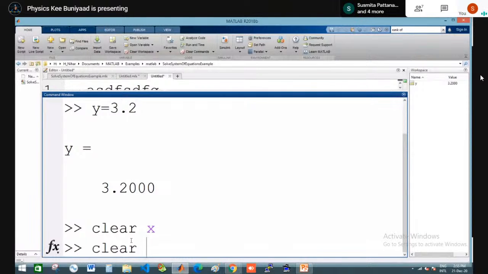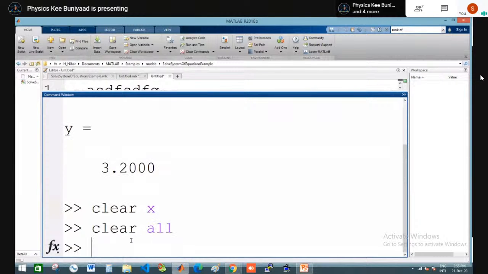So always when you start writing a program, clear everything so that whatever value you give will be used. If somebody else has used it and those values are stored, then you may get into problems. That is why you should clear all. Clear all in the beginning is a good practice for a program.